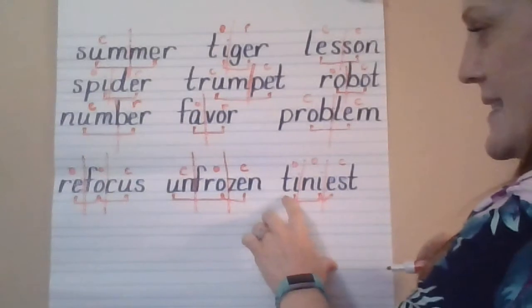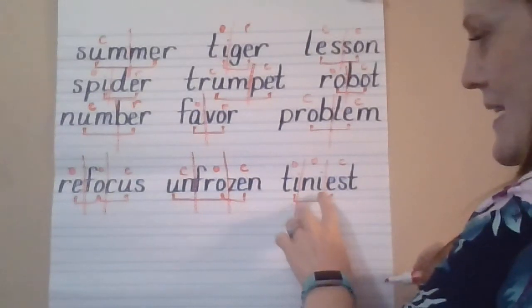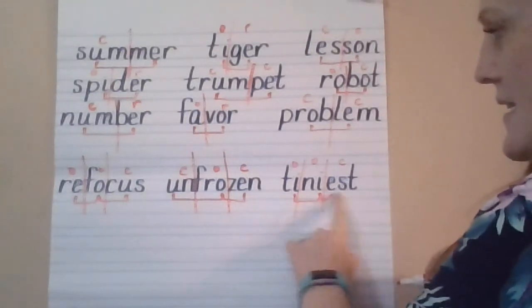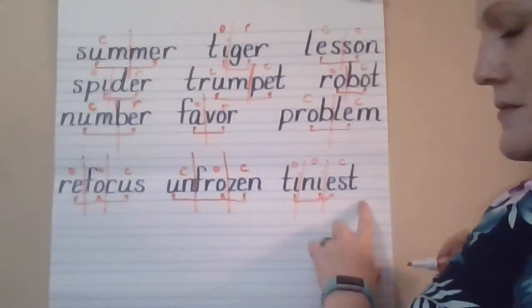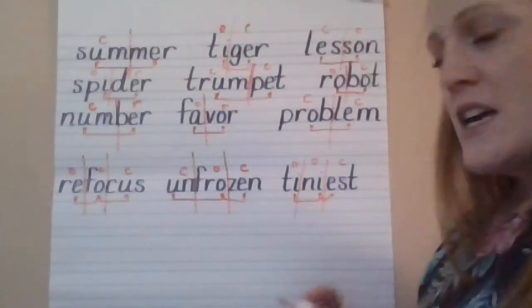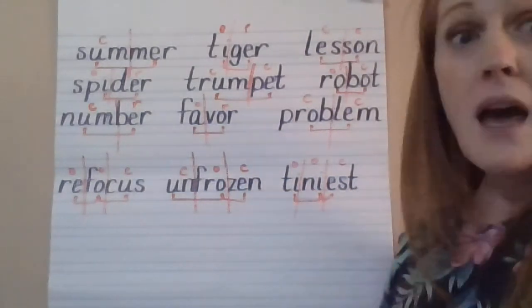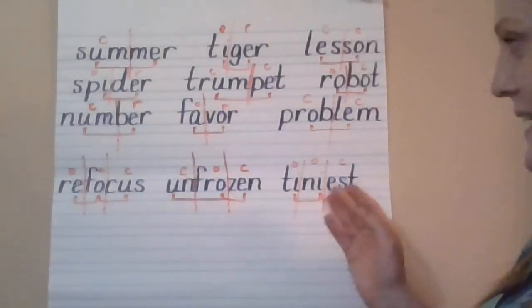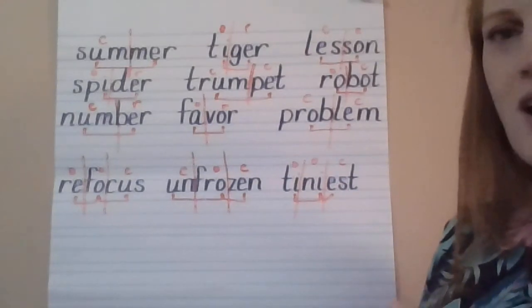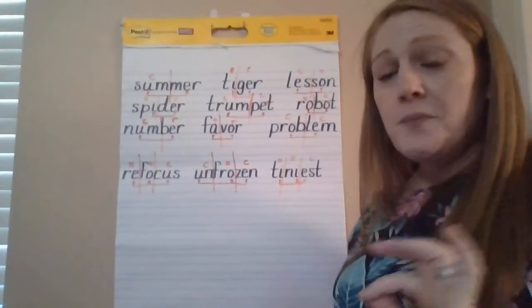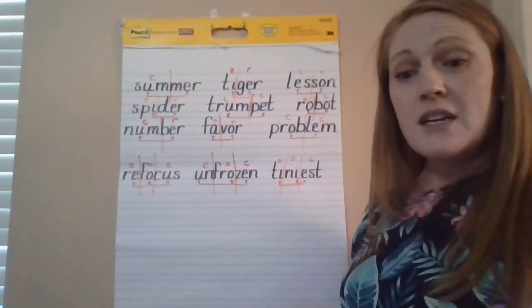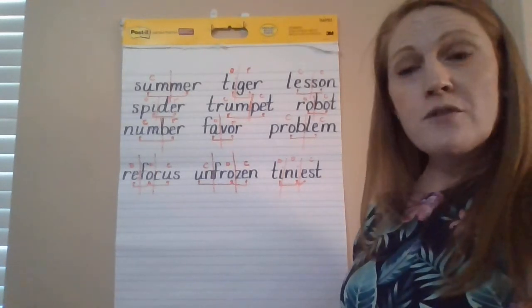So let's read it. Tiniest. The word is tiniest. See, we couldn't make this nice. That would be tiniest. That is not a word. Tiniest is our word. All right. I'd like for you to pause the video and get yourself a piece of paper and a pencil for some dictation.